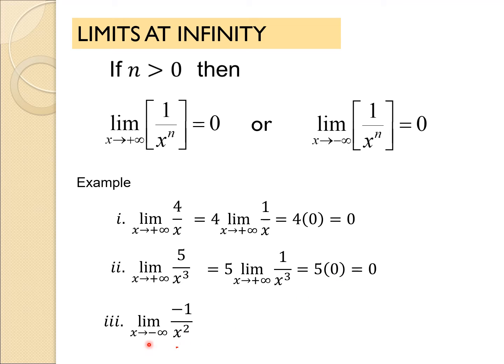Number 3, if x approaches negative infinity for negative 1 over x squared, we write negative 1 times limit as x approaches negative infinity of 1 over x squared. This is also 0, so negative 1 times 0 equals 0.